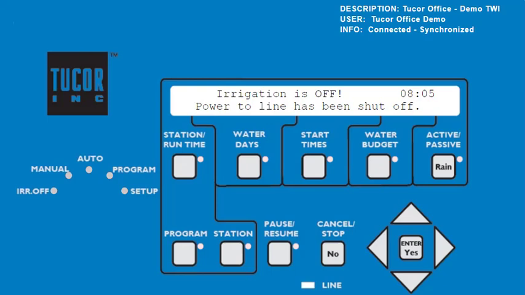In this video, we will show how to set up a program in the TWI controller. We'll start off by turning the dial to the program position. And in this application, we're going to work on program number 1.